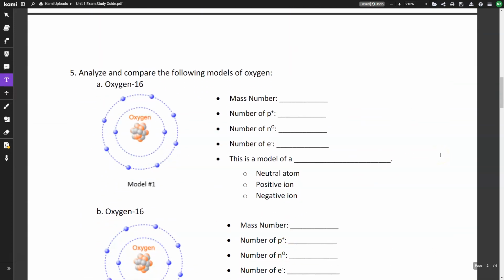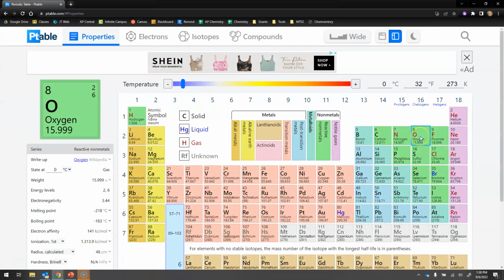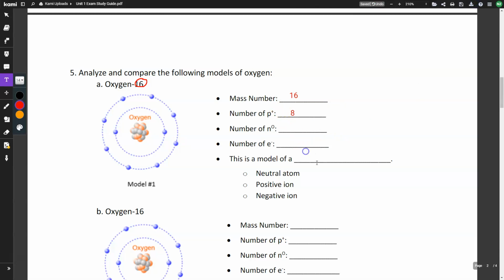Number 5. Analyze the following models of oxygen. Mass number, protons, neutrons, electrons, and then is it positive, negative, or neutral? Okay, this is our mass number. Protons in oxygen, okay? Can't really count them from the model, but if I look for oxygen on the periodic table, oxygen is number 8. If the mass number is 16, 16 minus 8 would give us the number of neutrons, which is 8.